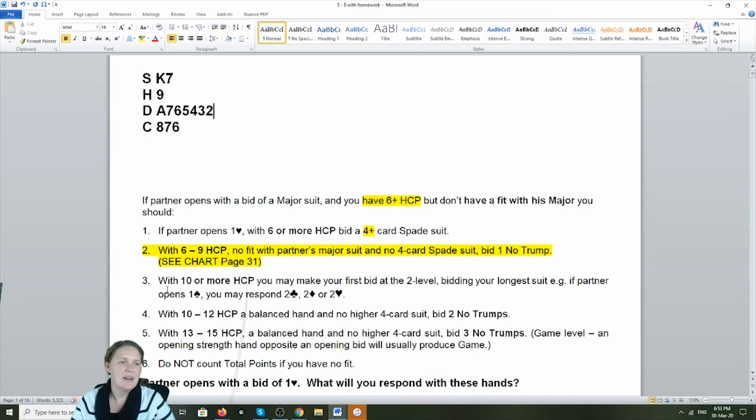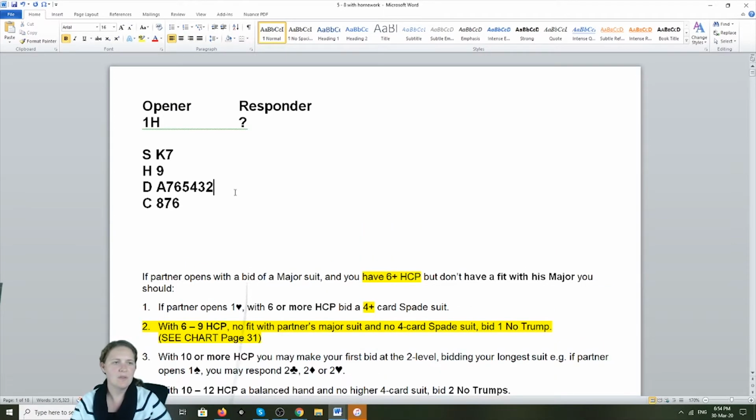Okay, the next one is about when you've got 10 or more high card points. Now, 10 or more points is a great spot to be in, because you're not restricted by this 1 no trump bid. In fact, if you've got 10 or more points, don't ever bid 1 no trump as the responder here. With 10 or more points, so if I gave myself the king of diamonds there and all these diamonds, this would be where I bid my longest suit. So when my partner said 1 heart, my job would now be to bid 2 diamonds.